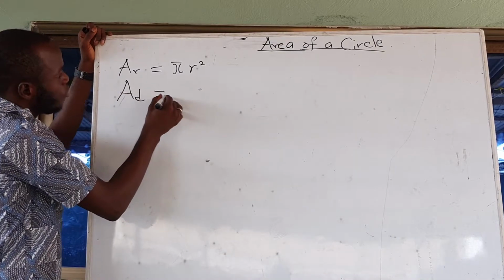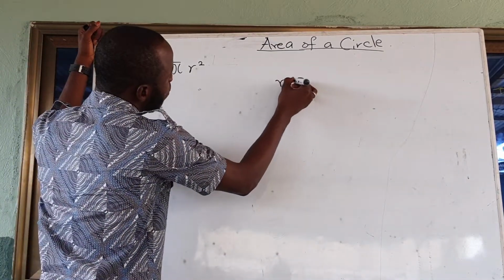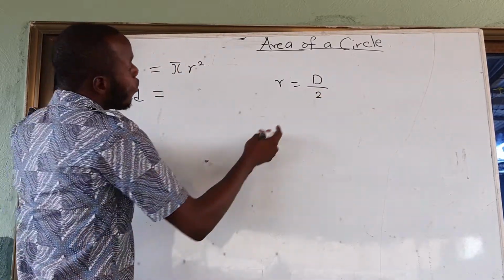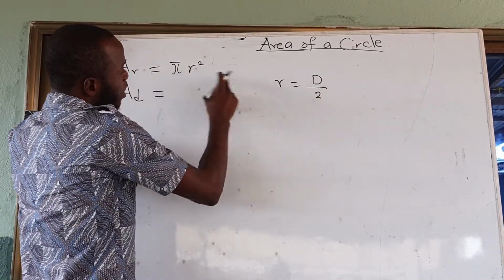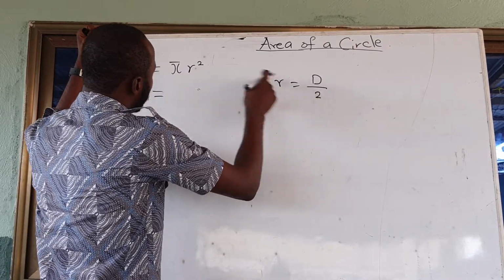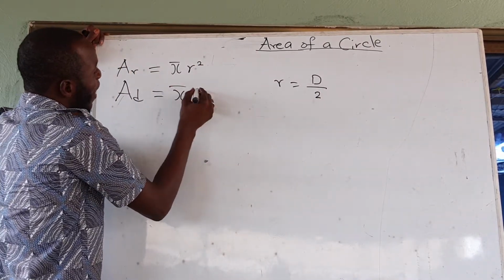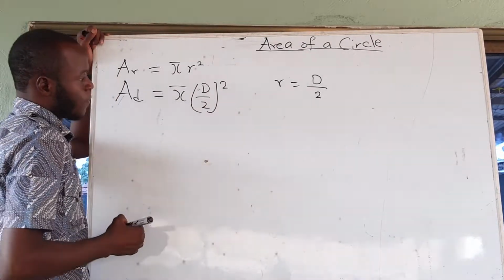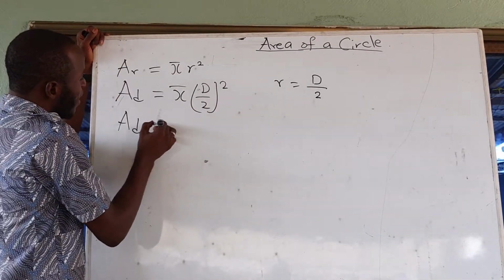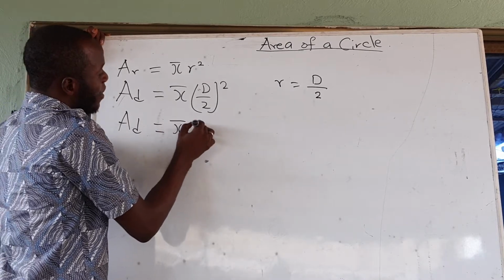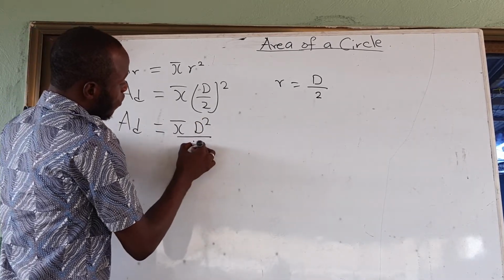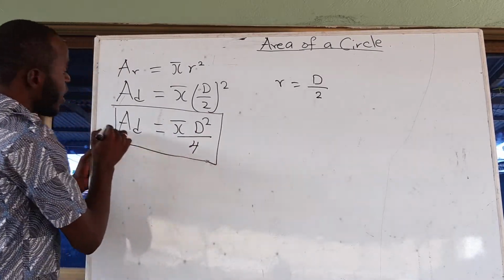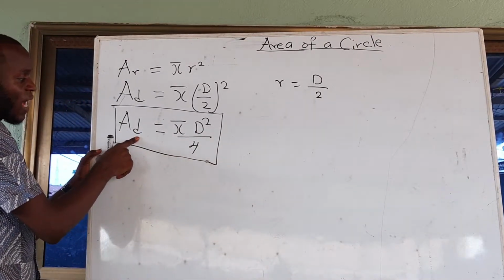Now let's look at the formula when the diameter is given to you. We know that radius is equal to d over 2. So instead of the radius here, we substitute the diameter over 2, so we have pi into bracket d over 2 squared. So area given the diameter will be equal to pi d squared all over 4.